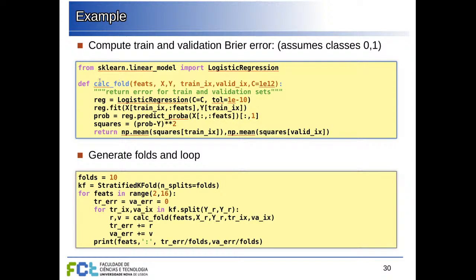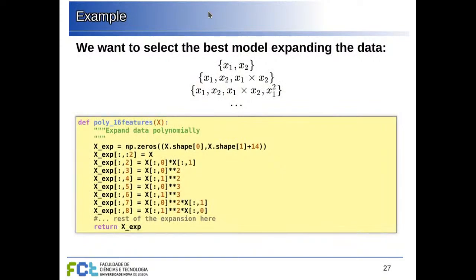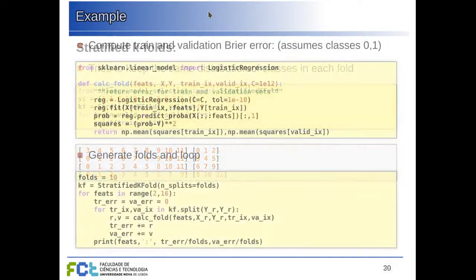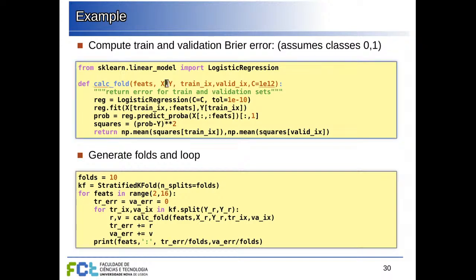So what we're going to do here is we create this auxiliary function that receives the matrix with the features. This is the expanded matrix with all these extra features that we created here. And it receives the class labels, the number of features that we want to use, and which indexes, or which rows, we're going to use for training and which rows we're going to use for validation.